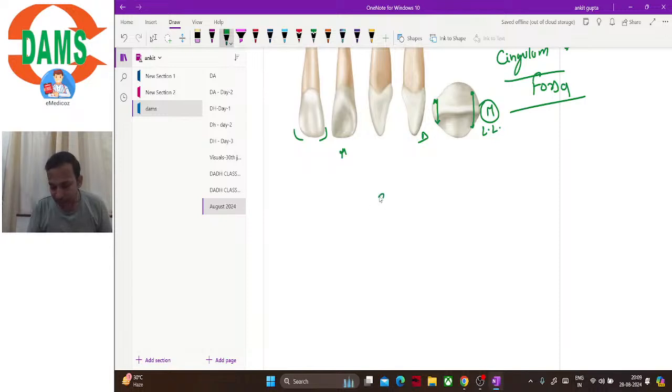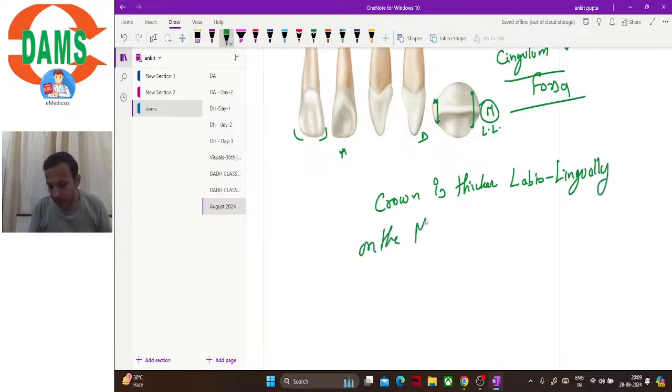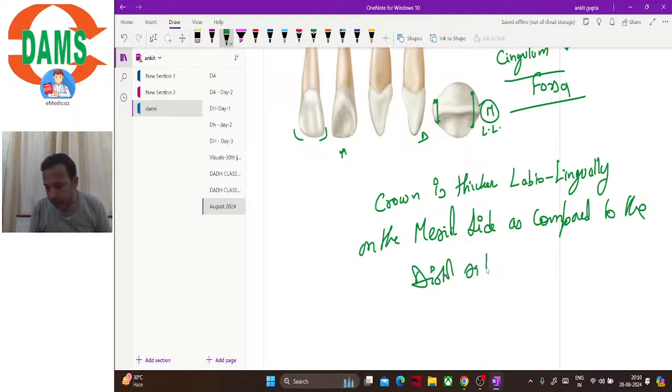For the lateral incisor, the crown is thicker labiolingually on the mesial side as compared to the distal side, right? So the crown is thicker labiolingually on the mesial side. For which tooth? For the lateral incisor. As you can see here, there is a visible difference between the mesial and distal sides, right?